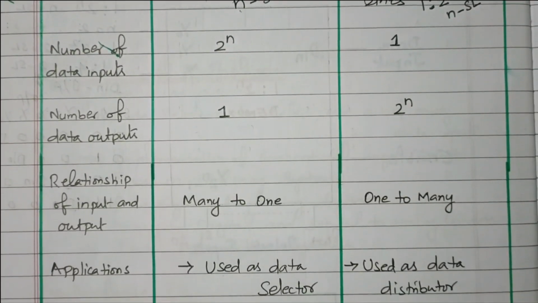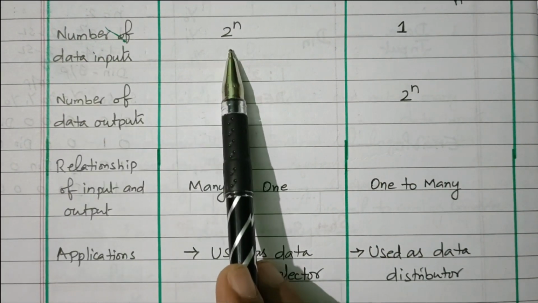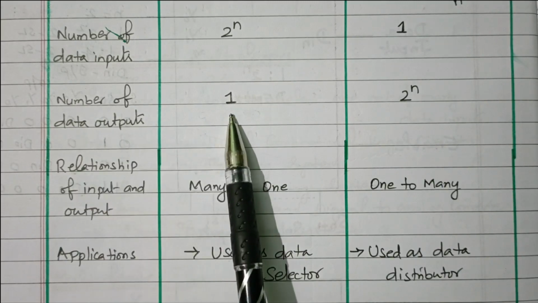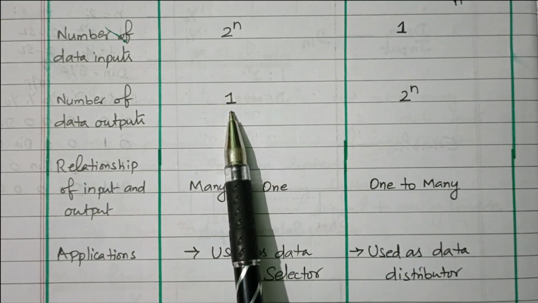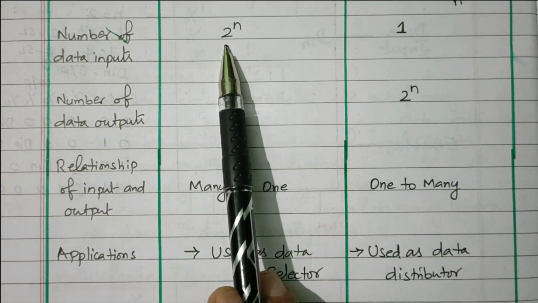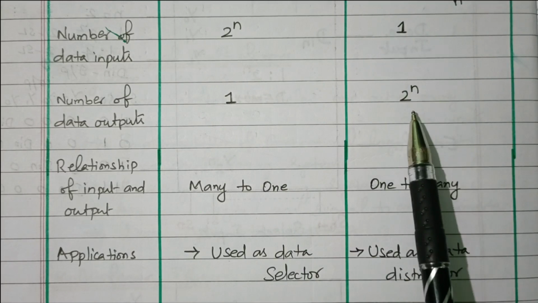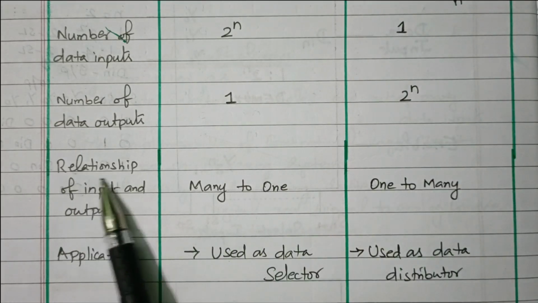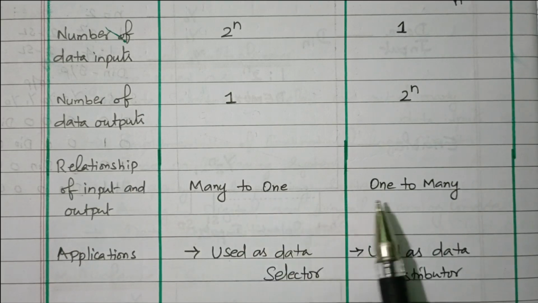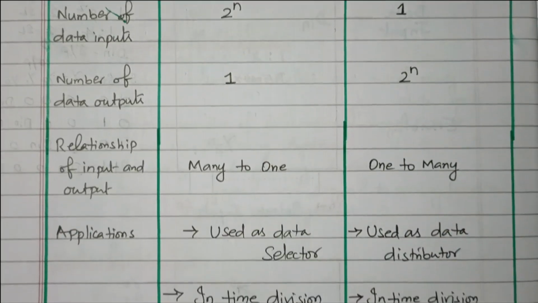So this is the basic definition. Now we'll see the other parameters. What are the other parameters available? So the number of inputs is 2 to the power n. Here only one. Number of output data is here 1. In multiplexer only one, demultiplexer 2 to the power n, right? So 2 to the power n to 1, this is one output. Here one input, 2 to the power n outputs. Relationship of input and output: many to one, many to only one output; one to many, one input is converted into many outputs, right? What are the applications?